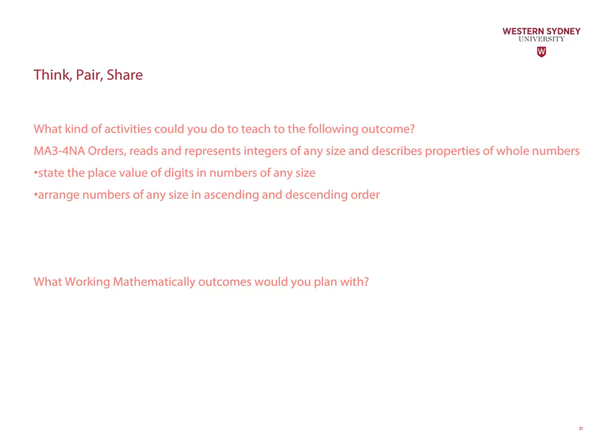Essentially I've got the outcome, and then I've got two descriptors. State the place value in digits in numbers of any size, and arrange numbers of any size in ascending and descending order. So what kind of activities can you come up with that are going to teach children those things?